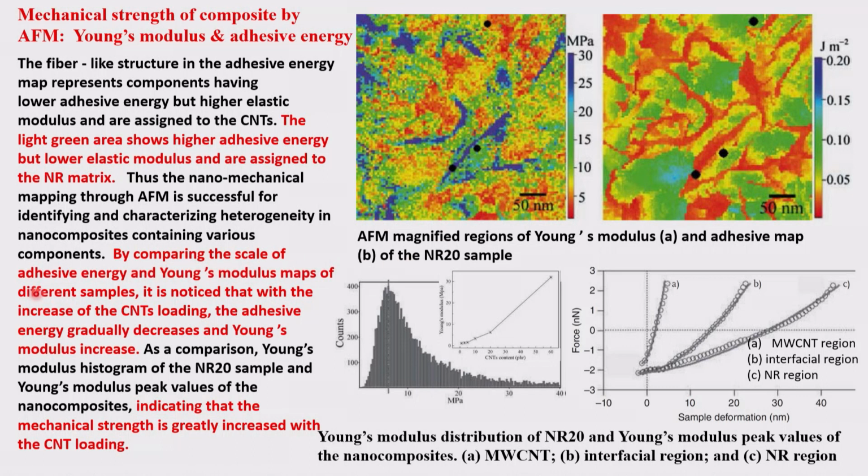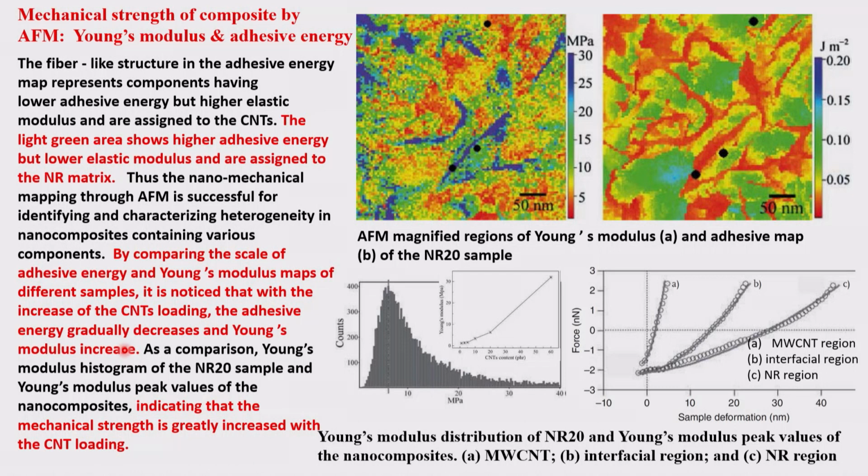Now, by comparing the scale of the adhesive energy and the Young's modulus maps of different samples, it is noticed that with the increase in carbon nanotube loading, the greater the loading, that means you have 5, 20, then 50, 60, etc., the adhesive energy gradually decreases and the Young's modulus increases. The reason is you get regions of more accumulated nanotubes. They will give a higher Young's modulus, but they will not have a very high adhesive energy.